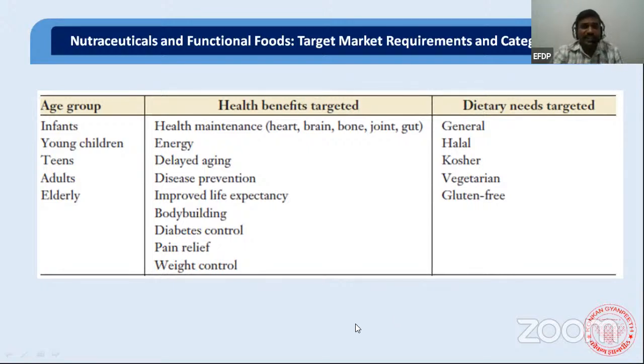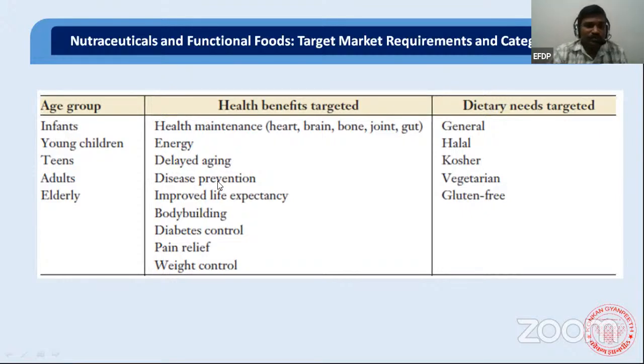Health benefit targets are the heart, brain, bone. Alzheimer's is one good target. Nowadays, a nutraceutical for Alzheimer's, supporting brain value, is very much important. Even Lupin had one formulation which enhances brain power. We have Shankhpushpi, then Brahmi, which can be incorporated because the Ayurvedic legacy is there in India, and we can utilize that benefit.